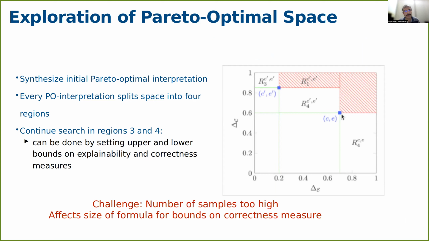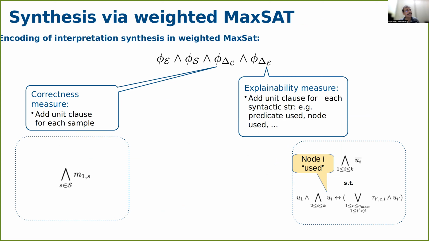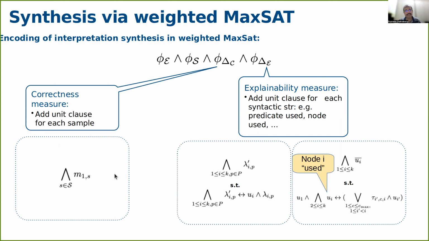But the challenge is that the number of samples is too high, and therefore, if I'm going to change these bounds on the correctness score, remember the correctness score formula depends on the number of samples. If I have to say that the sum of all the M1s has to be less than something and greater than something, then every time I'm introducing a huge formula, because there is an M1_S for each sample S, and there may be thousands of samples. So every time I introduce a constraint on the correctness score saying the sum of M1_S has to be between some lower bound and upper bound, it blows up the size of the formula quite a bit.